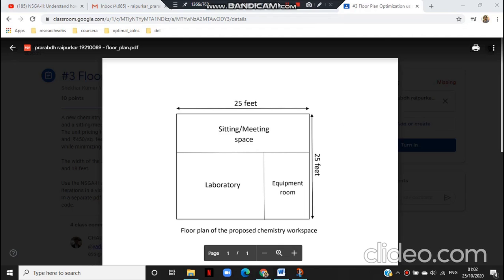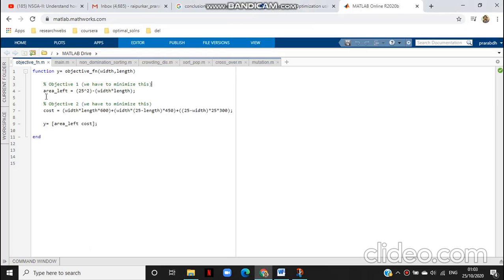So this is our objective function. As you can see, in this objective function we are minimizing both objectives. The area left, that is 25 minus width into length, where width and length are of the laboratory, and the cost according to the cost for each of the spaces: laboratory, equipment and sitting area. These two are both minimizing and conflicting objective functions. So this is giving the output.